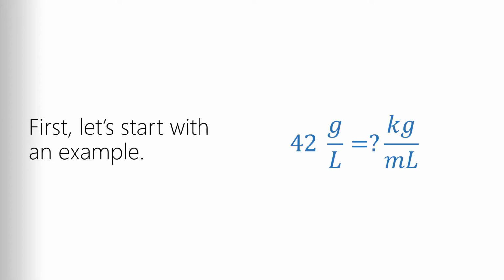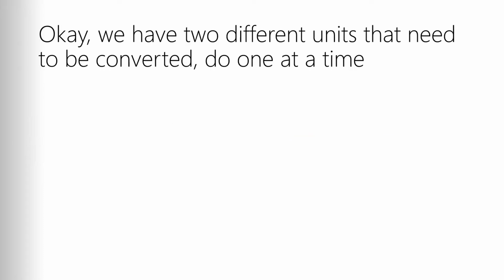Okay, let's give an example. If I gave you the example of 42 grams per liter equals how many kilograms per milliliter? A lot of you would stare at that and go, I have no idea. Even though you know the relationship between grams and kilograms, and you know the relationship between liter and milliliter, by the way, if you don't, you better learn them, right? If you know those relationships, why can't you come up with the answer? Why isn't there just one simple way to do it? Well, there is one simple way, but it doesn't get done in one step.